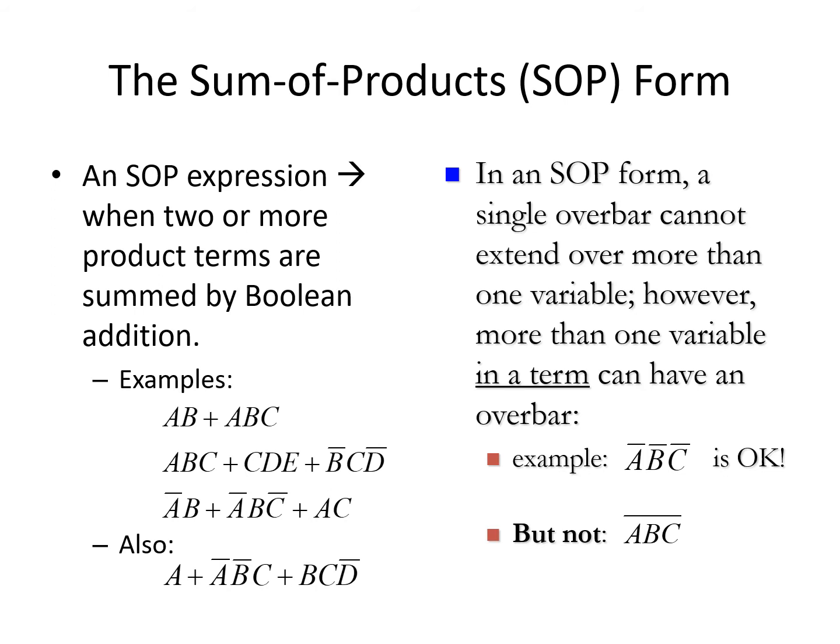Now you could see that in a sum of product form, a single overbar cannot extend over more than one variable. However, more than one variable in a term can have one overbar. For example, a bar, b bar, c bar is okay, but a, b, c the whole bar is not okay in the case of SOP.